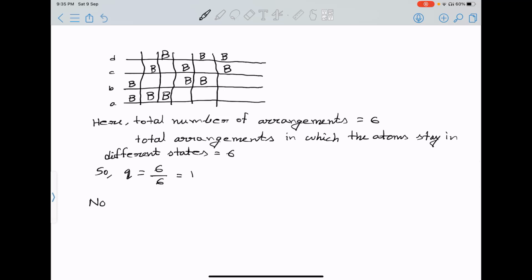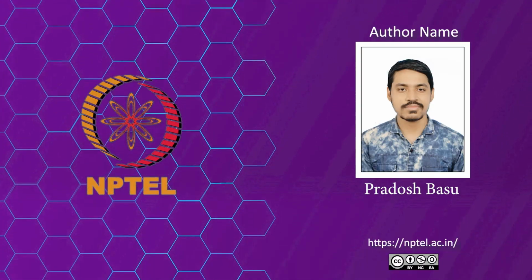Now we need to find the fraction P upon Q. P we have already found as 0.6 and Q as 1. So P upon Q is 0.6. So this is the answer to this question.